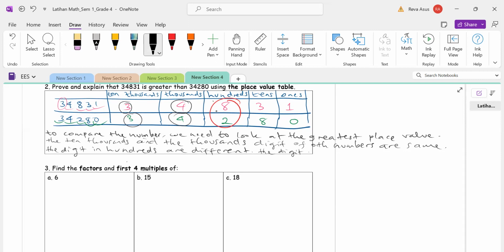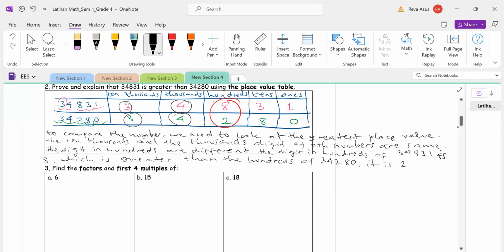The digit in hundreds of 34,831 is 8, which is greater than the hundreds of 34,280. It is 2.